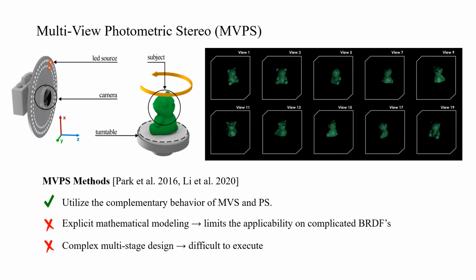However, existing methods for this task generally use simple and explicit mathematical models, which are unsuitable for surfaces with complicated BRDFs. Additionally, they use complex multistage fusion frameworks which are difficult to execute. In our work, we present a simple and general method that can suitably introduce the surface details coming from photometric stereo to the neural radiance field representation of the scene.